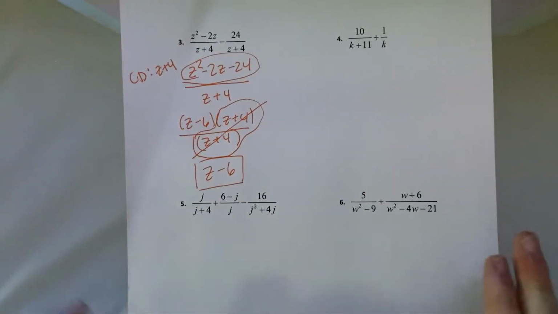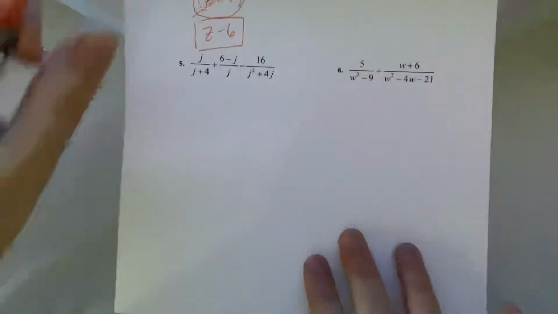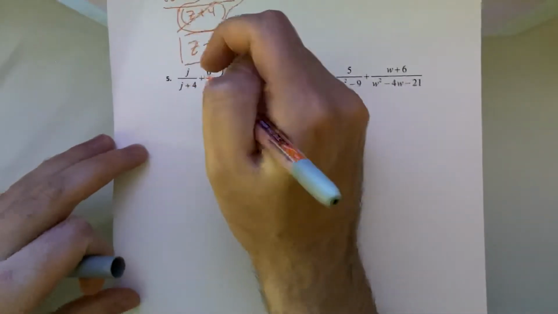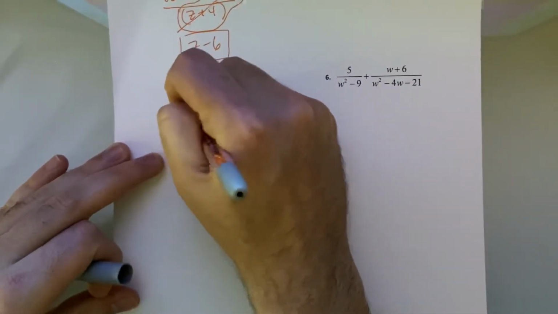I'm going to leave 4 for you guys to do. Let's look at 5 and then possibly 6 when we're done. j over j plus 4 plus 6 minus j over j minus 16 over j squared plus 4j. So first I'm going to factor my denominator that's not factored.